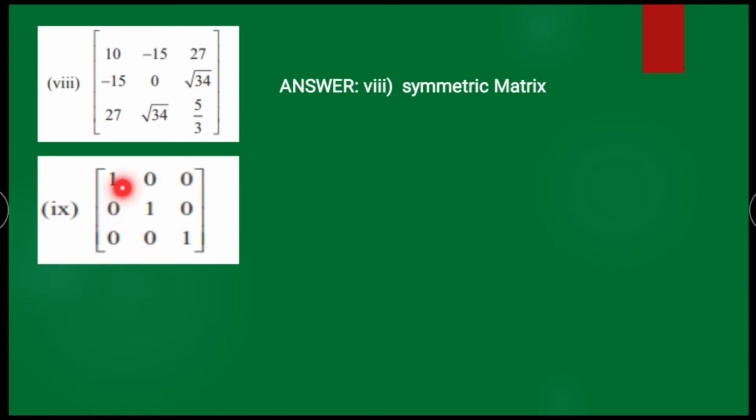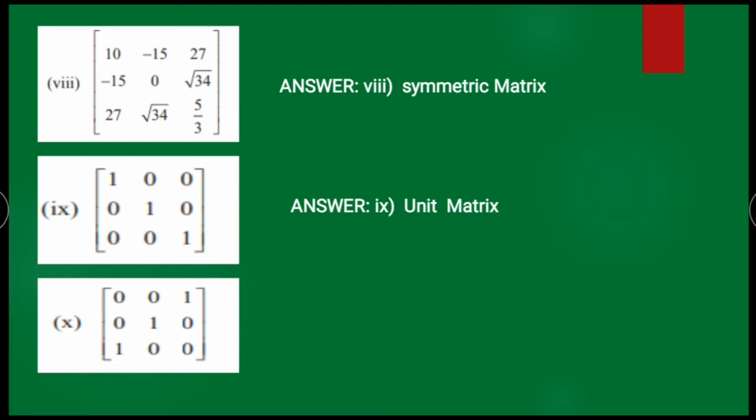Then last example. In this example, if we observe, the diagonal elements are all 1 and non-diagonal elements are 0, this is unit matrix. So in the last matrix, here diagonal elements are 1, 1. So this is also an example of unit matrix. That means 9 and 10 both are unit matrices.